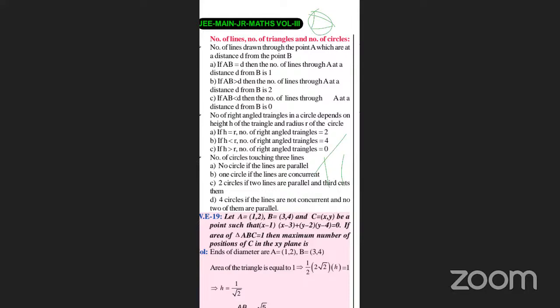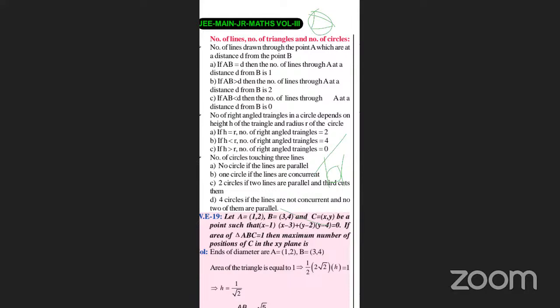That means the circle will touch only these two lines. It will not touch the third line. Therefore, in this condition, we can't draw a circle which touches all the three lines. If the lines are concurrent, meaning the lines are meeting at some point, then we can draw at least one circle.